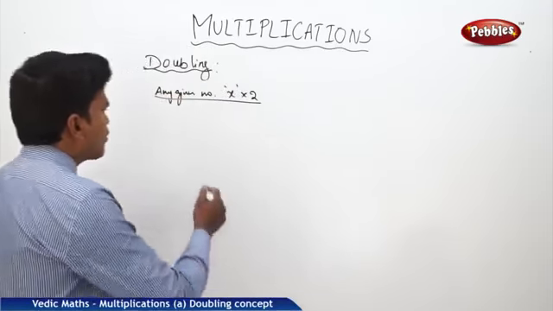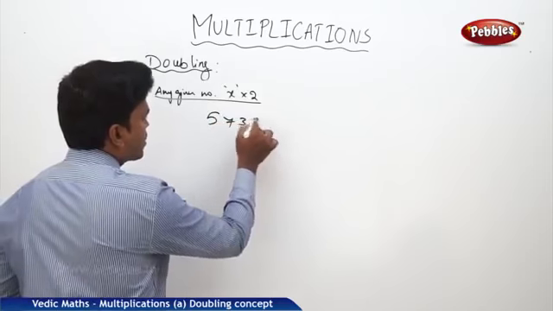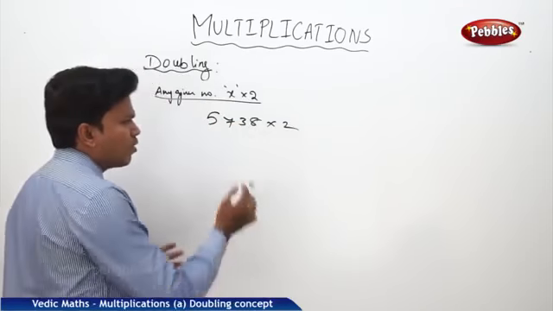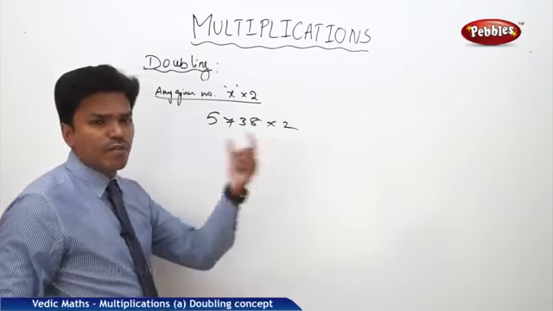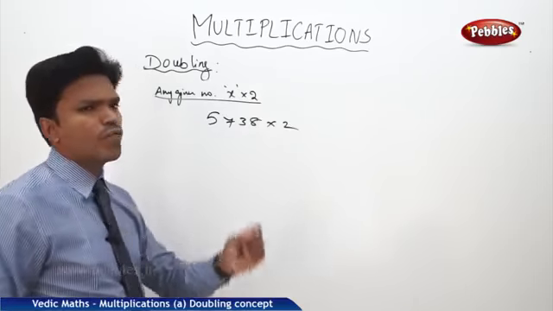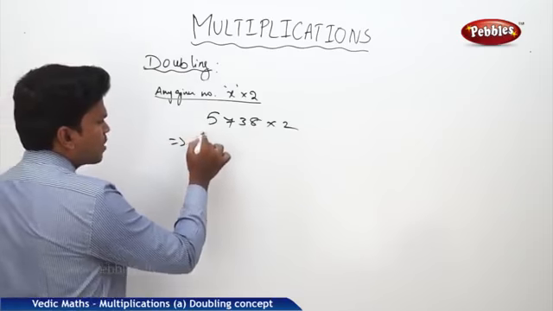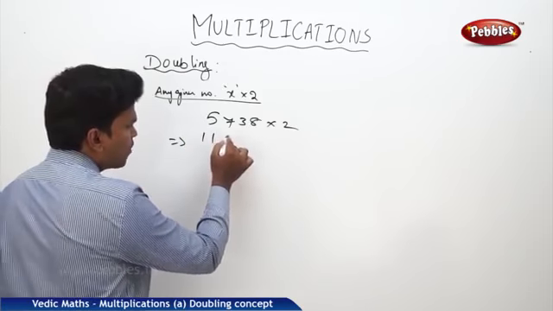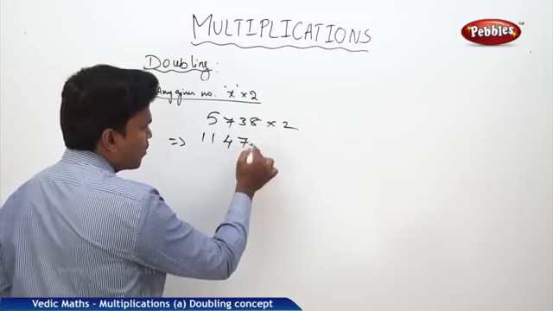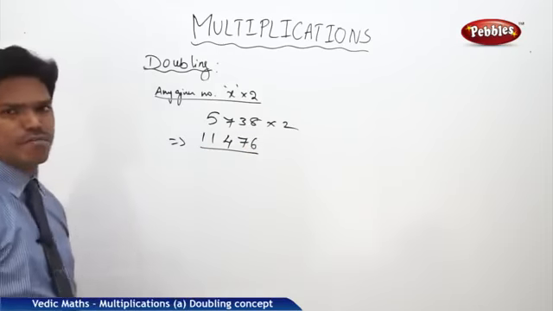For example, if I want to multiply 5738 into 2, no need of doing the normal conventional method of multiplication. You can directly go for our Vedic maths doubling. So start from the left. 2 5s are 10 but 11, 2 7s 4 but 4 only, 2 3s are 6 but 7, 2 8s are 6. That's it. This will be your answer.